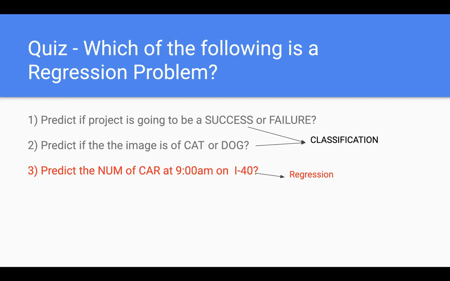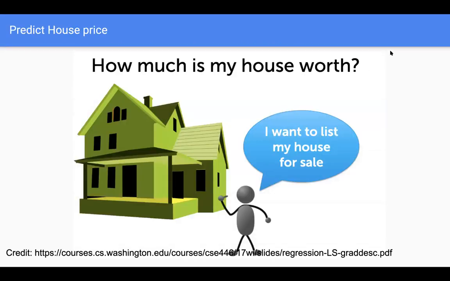So let's move to an example. Suppose there is a user who wants to sell a house, and to sell the house, he would like to understand what price target he should put on the advertisement for the house.